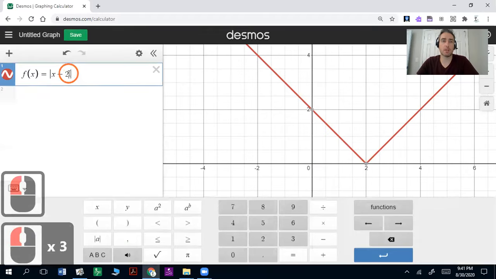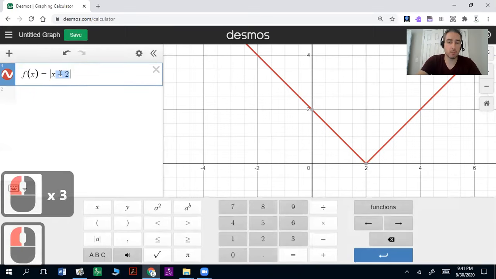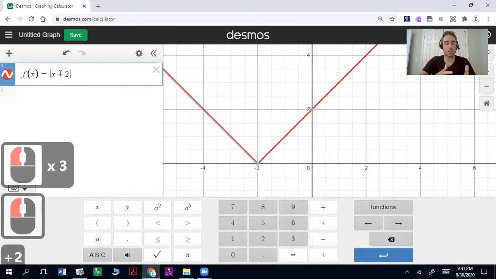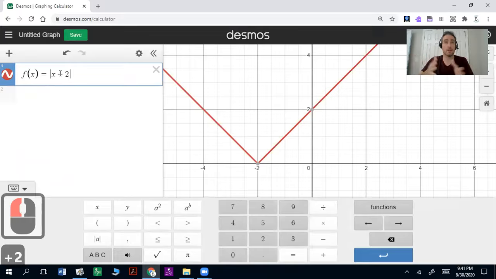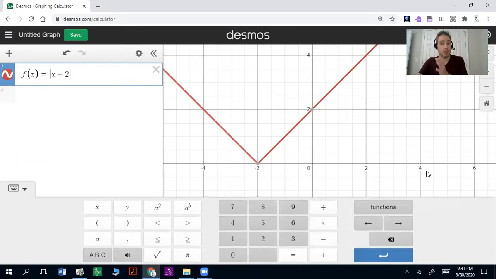And if I wanted to go left, I could say like +2, and that would shift it 2 units to the left. So the function notation for left and right is the opposite of the sign that the x-axis has. So it's positive sign here, right's going to be -2. It's a negative sign here, left's going to be +2. So that's kind of reversed.